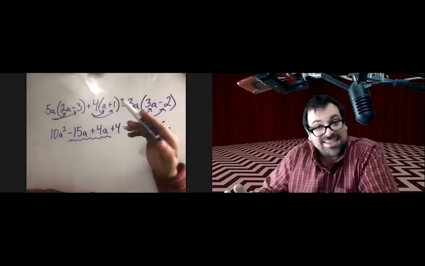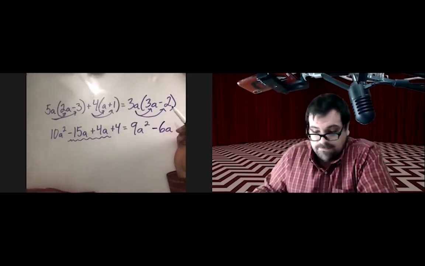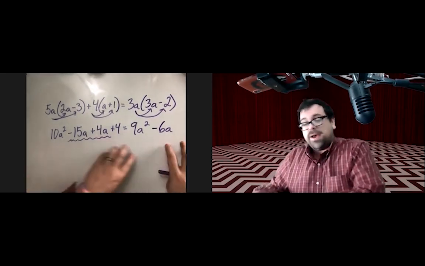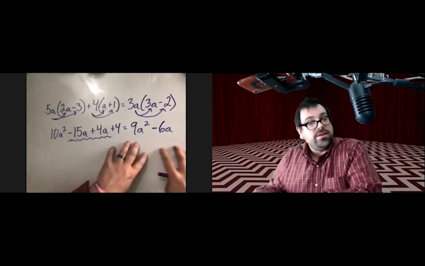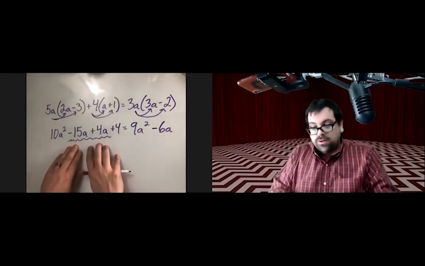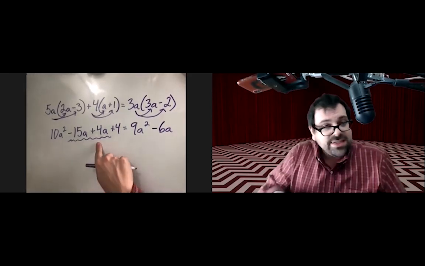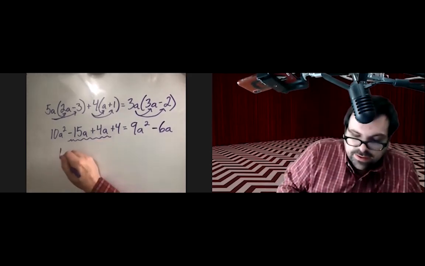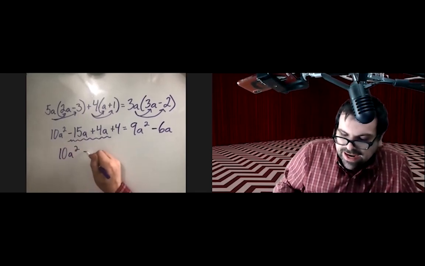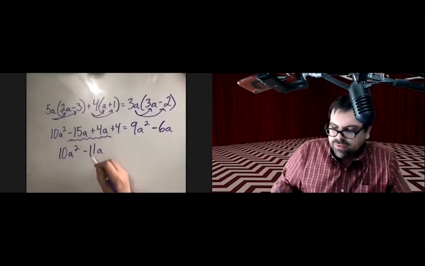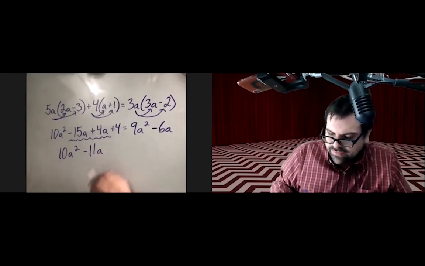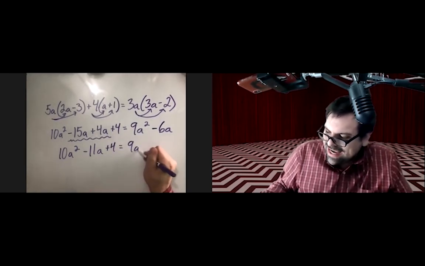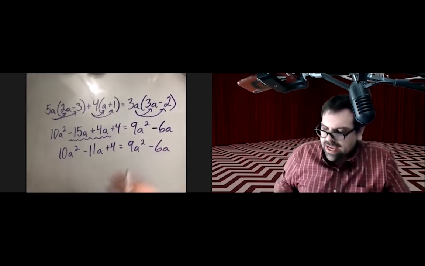Okay, second step, once the parentheses are gone, combine like terms on the left, combine like terms on the right. We don't have any on the right. We do have some on the left, negative 15a plus 4a. That's negative 11a. Negative 15 plus 4 is negative 11, so negative 11a's. Plus 4 equals 9a squared minus 6a.